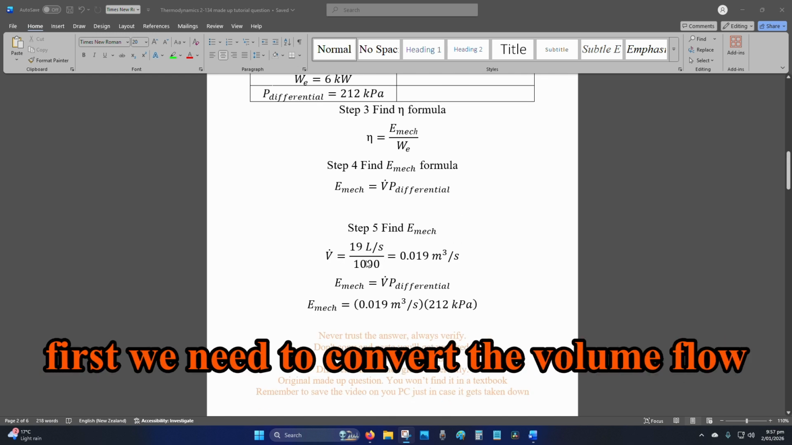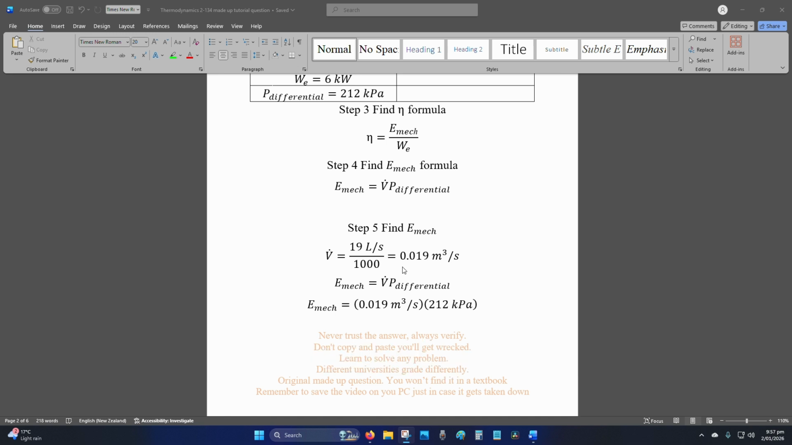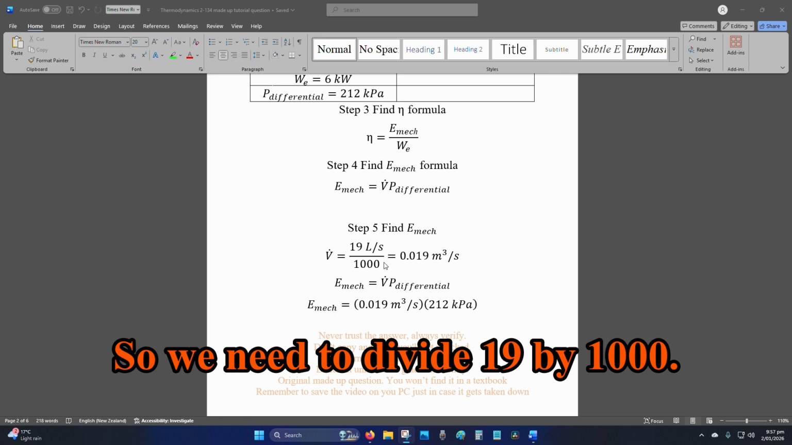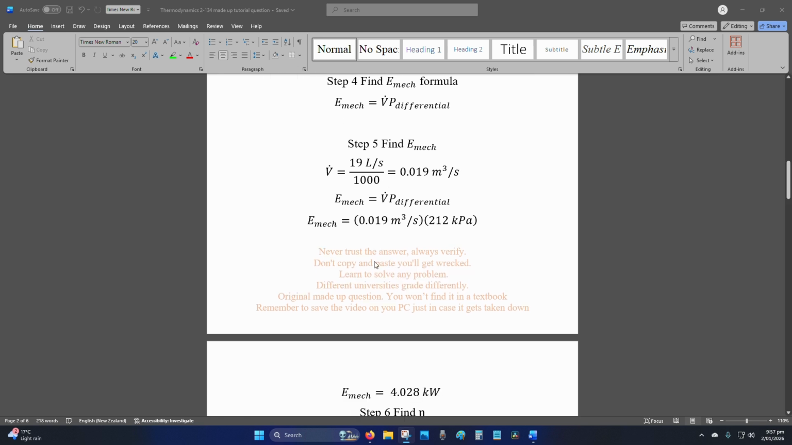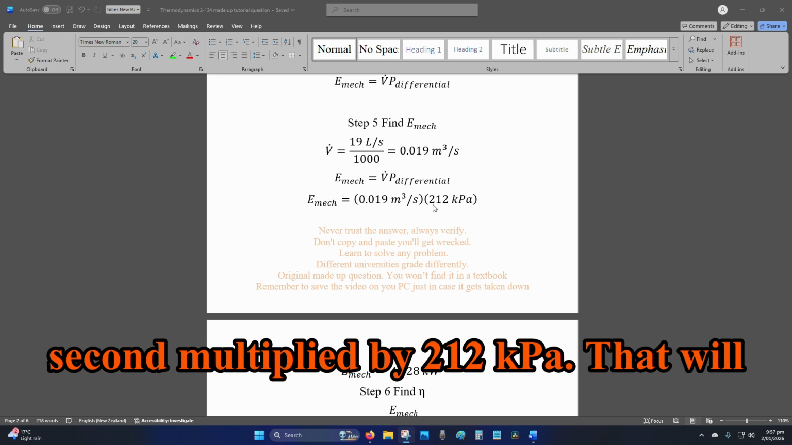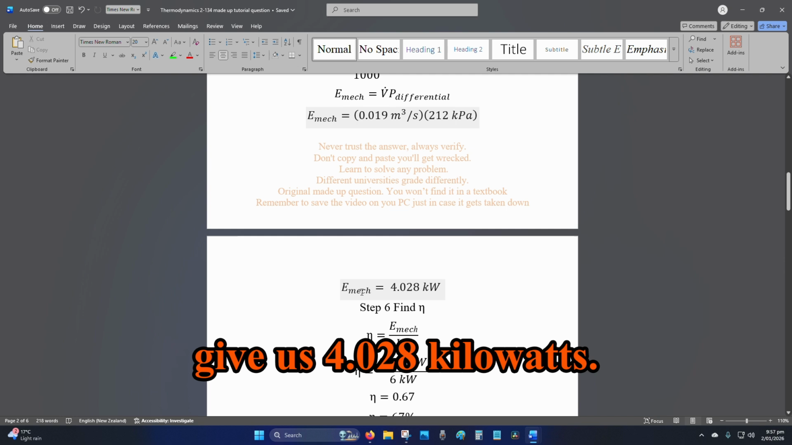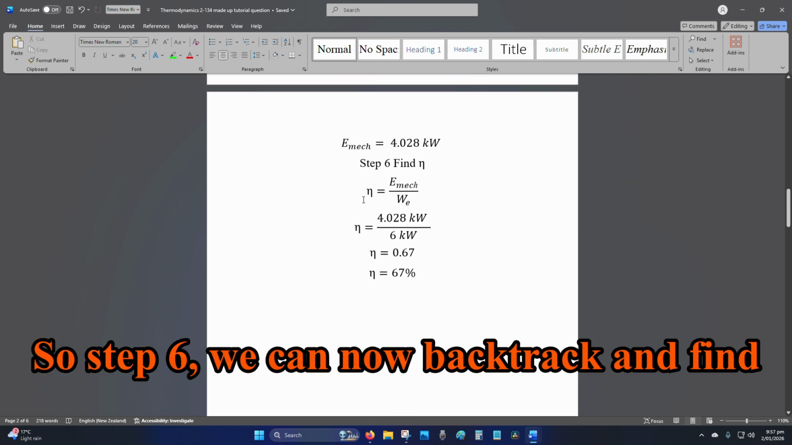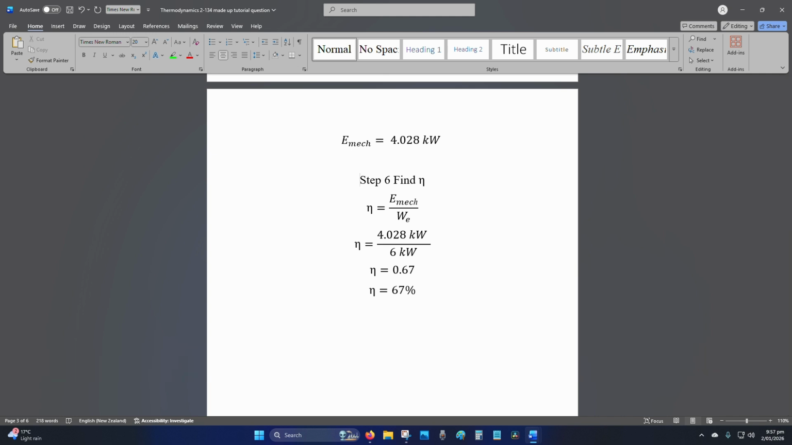So first we need to convert the volume flow rate from liters per second to meters cubed per second. So we need to divide 19 by 1000. And that'll be 0.019 meters cubed per second multiplied by 212 kPa. That will give us 4.028 kilowatts.